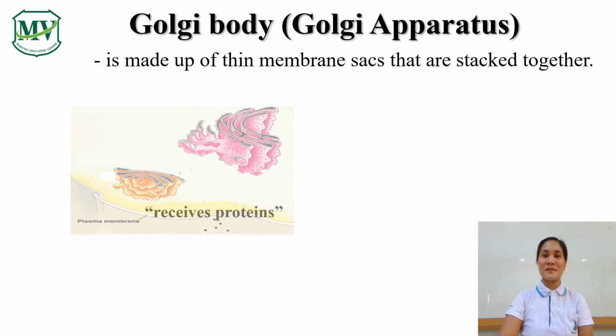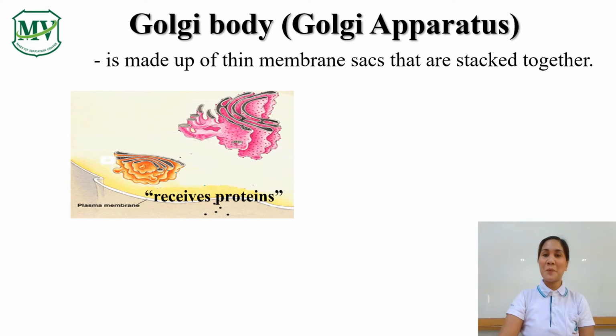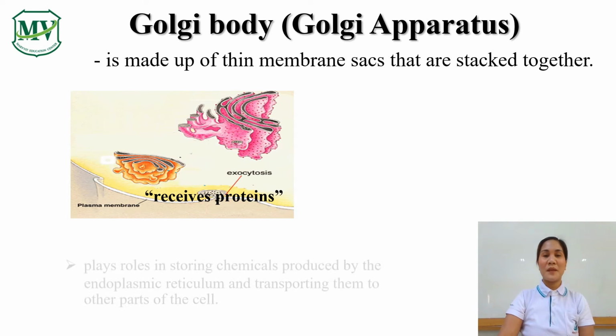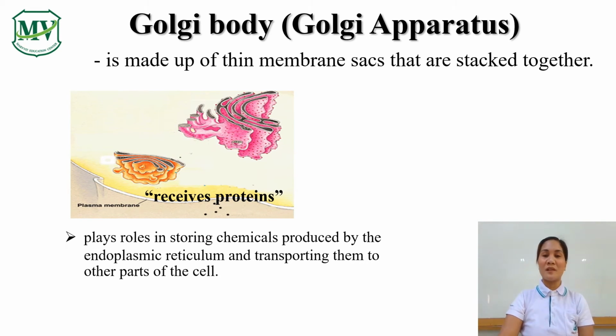Golgi Body or Golgi apparatus. What is it? Do you have any idea? Great! Golgi Body or Golgi apparatus is made up of thin membrane sacs that are stacked together. It plays roles in storing chemicals produced by the endoplasmic reticulum and transporting them to other parts of the cell.